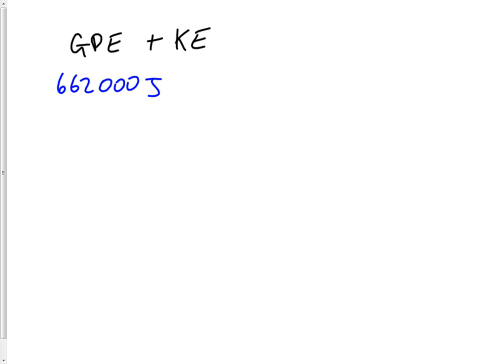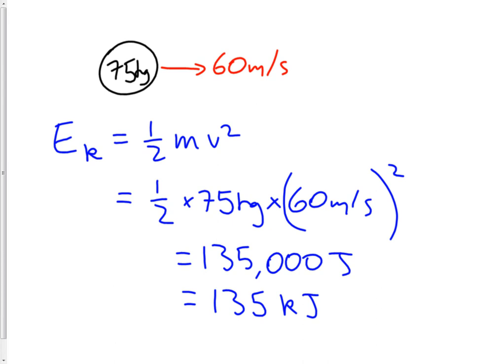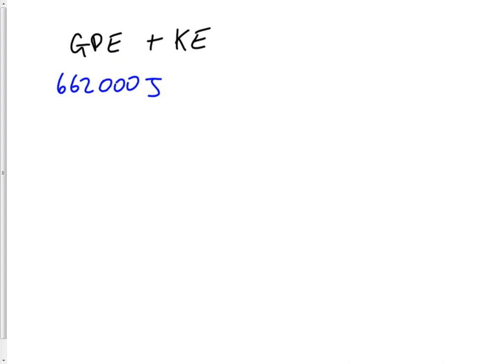662,000 joules. Plus she had kinetic energy because the plane was moving horizontally at 60 meters per second. So she also had this amount, 135,000 joules because of the movement. Now at the end of it, she's got still a tiny amount of kinetic energy because she's moving at 5 meters per second.